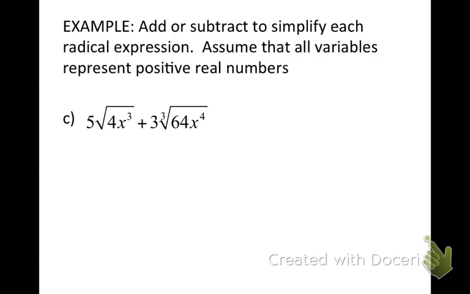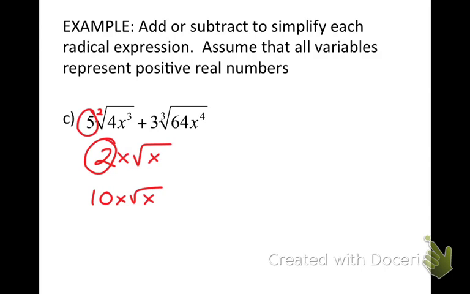So let's focus here. The square root of 4 is 2. My index is 2. How many times does 2 go into 3? Once. So I'm going to have 1x left over. What am I going to do with this 5 and that 2? Multiply. So that first term simplifies to 10x square root x.